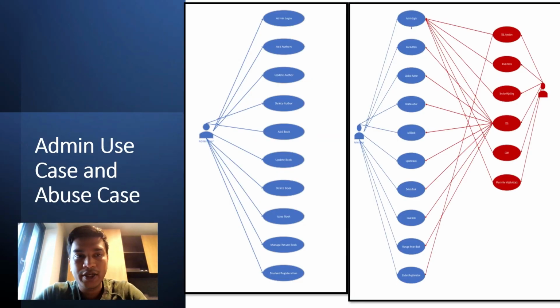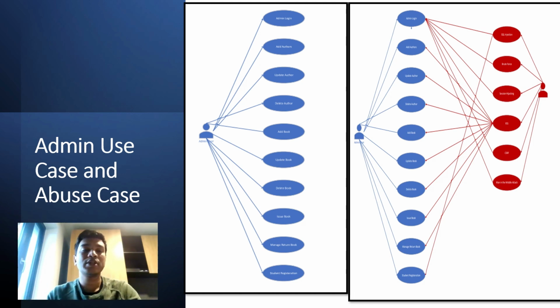So this is the use case and the abuse case for the admin functions in the system. Now, an admin can add, delete, or edit the authors in the system. The admin can also add, delete, or edit the books in the system. The admin can also issue a particular book to a student who wishes to borrow it. They can also return a book from the student to the library as well. And if there are any fines or dues that the student has to pay, that will be displayed on the admin screen.